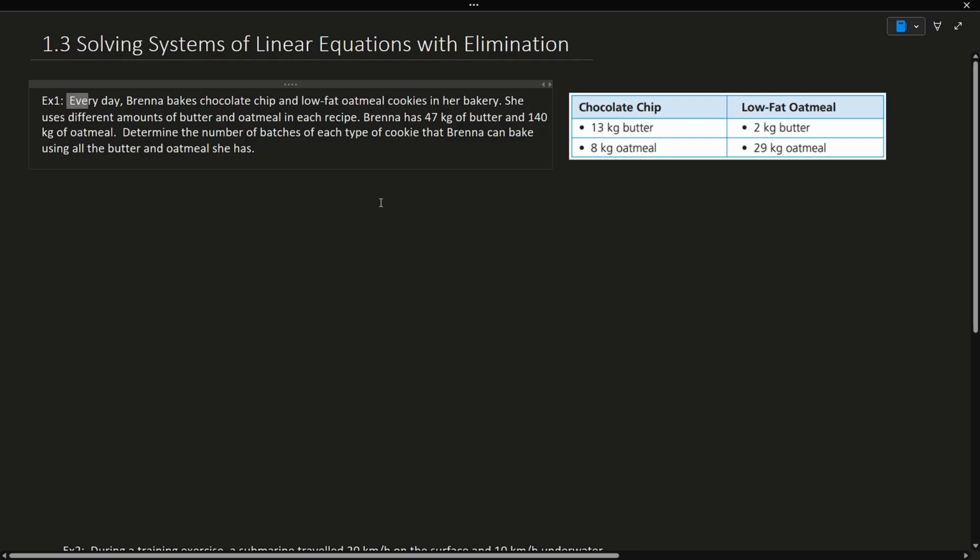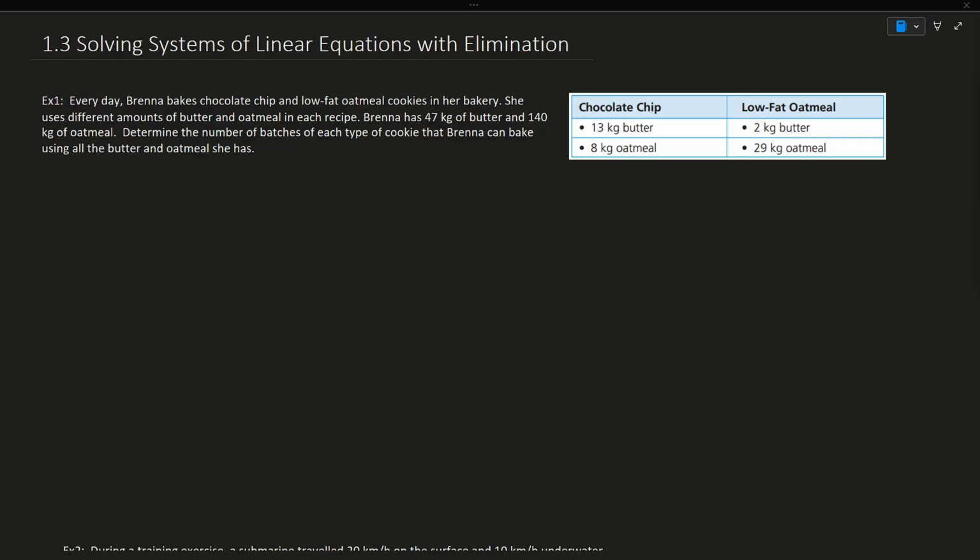Okay. So what we're going to do here is, we have two variables that we're going to use. I'm going to use C for chocolate chip and M for oatmeal. I don't want to use O because it tends to look like a zero and it'll get confused in handwriting. So I'm going to make one formula that represents the butter and one that represents the oatmeal. Okay?